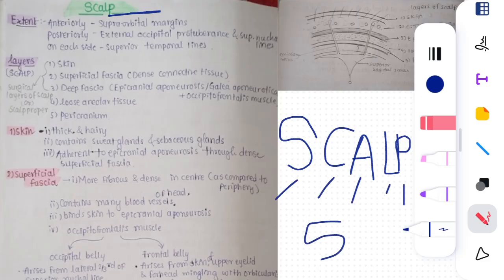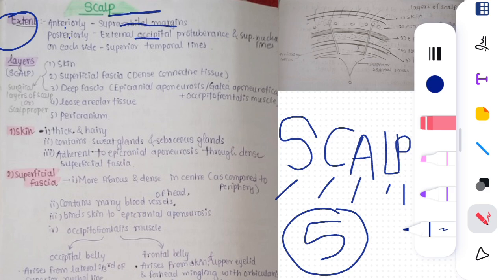Let's see. First we will see about the extent: anteriorly, supraorbital margins; posteriorly, external occipital protuberance and superior nuchal lines; and on each side, superior temporal lines. On your head you can imagine all the scalp, and let's see the layers of scalp.